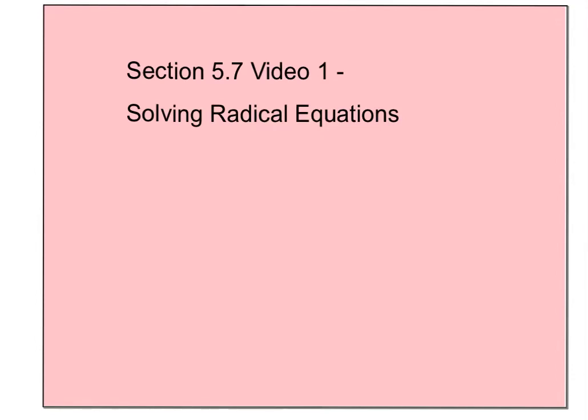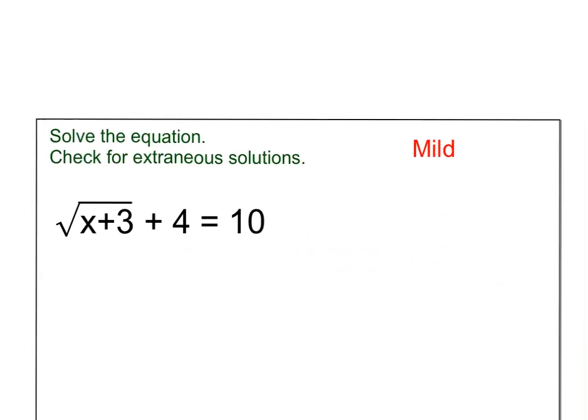There are 3 videos for section 5.7. This is the first one. There will be 2 examples here. In this section, we are solving radical equations. So we are solving equations that have that radical symbol in them. This video has 2 examples. And the first one is right here.